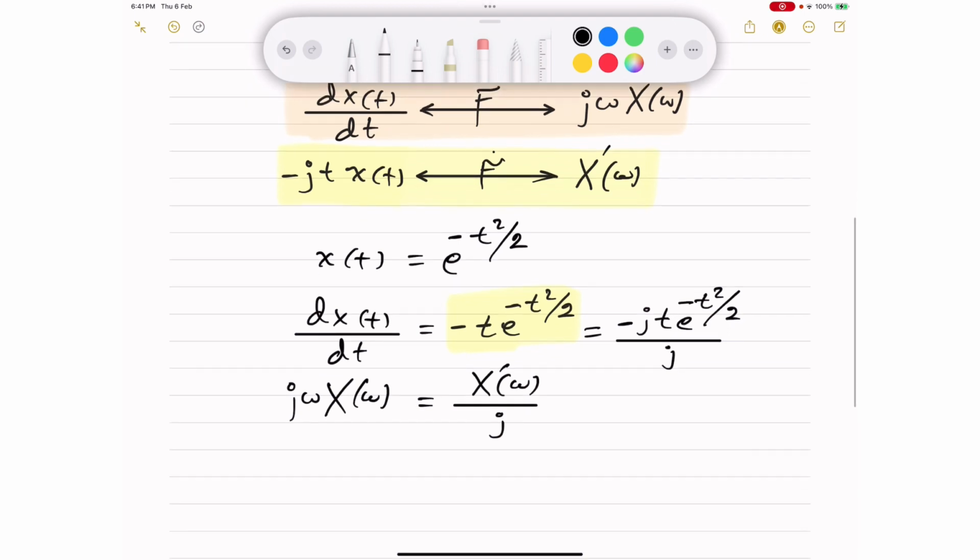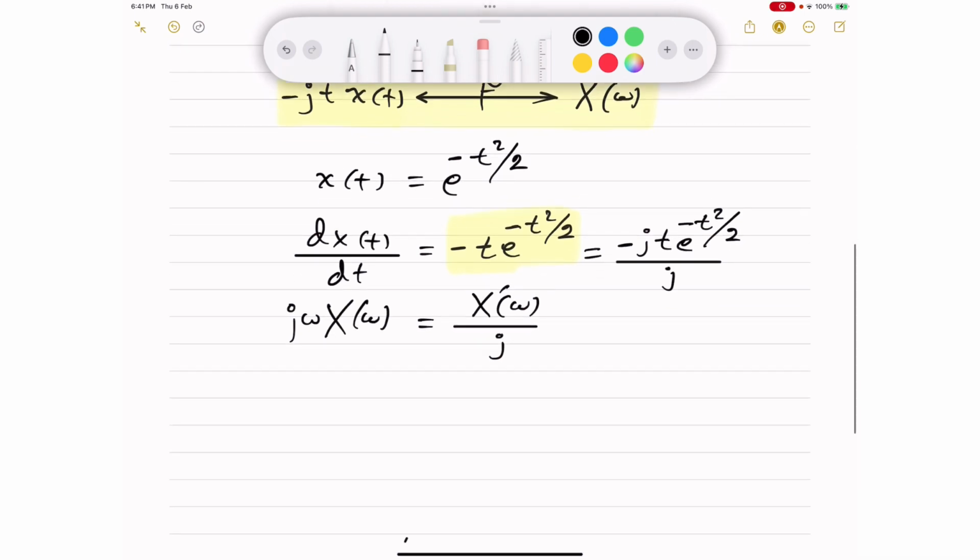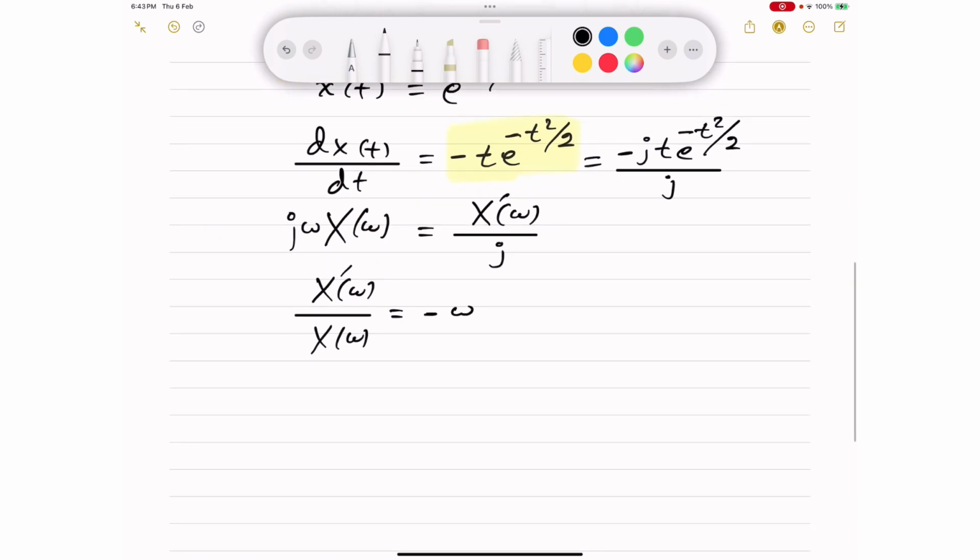Now what I will do, I'm going to take X of omega to the other side. So that's going to give us X prime of omega divided by X of omega, and that would leave us with j times j, which is -1, multiplied by omega, so minus omega. And to find X of omega, we have a differential equation here.